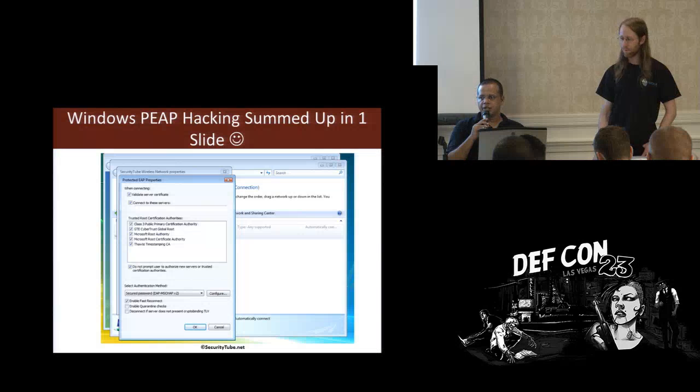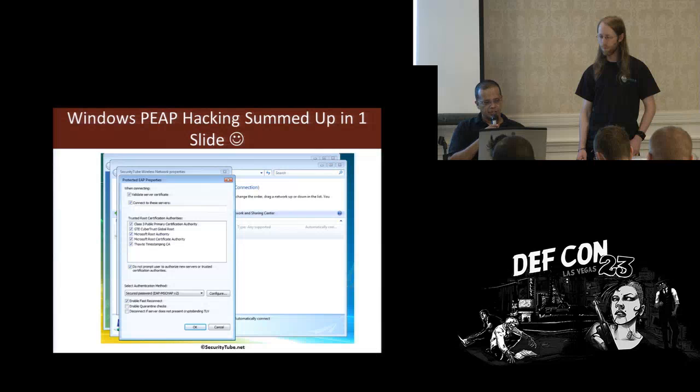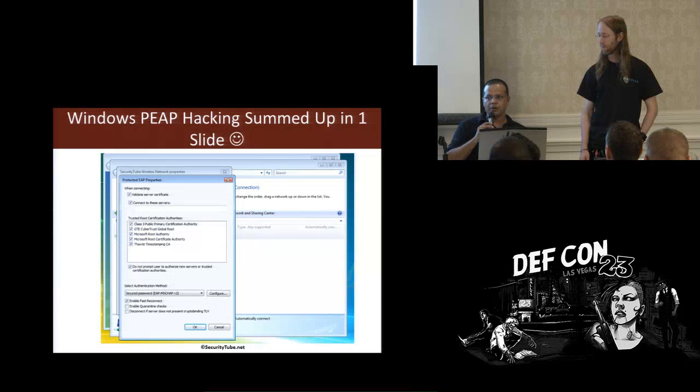Okay, so let's actually go ahead and look at the secure configuration. Depending on your client device, you have to validate the certificate. You have to make it idiot-proof, right? Do not prompt the user to authorize new servers or trusted CAs. Unbelievably, Microsoft has this in their config, which you can turn on, right? So that's how you secure it. It's not the default state.